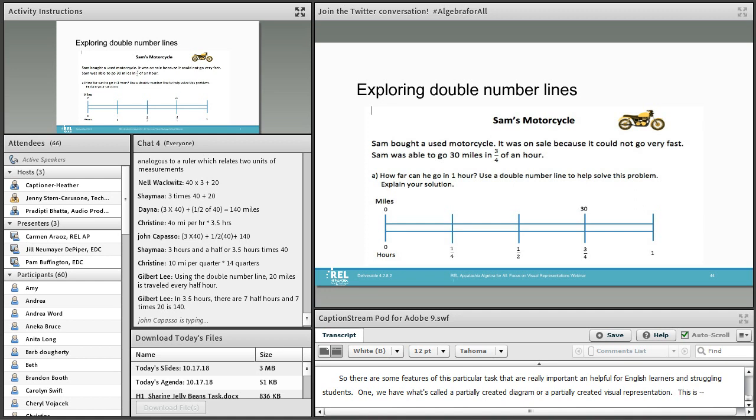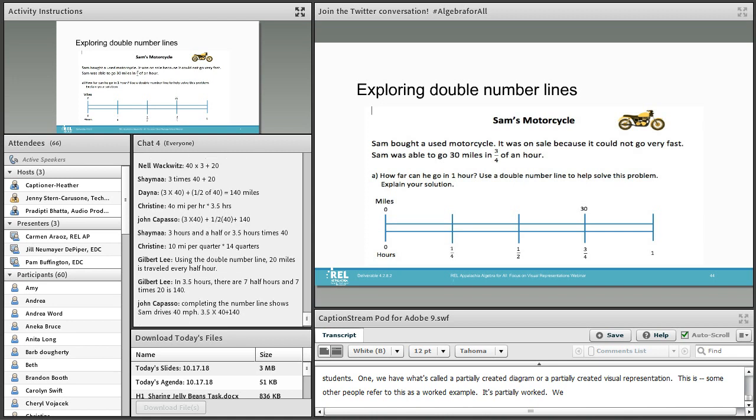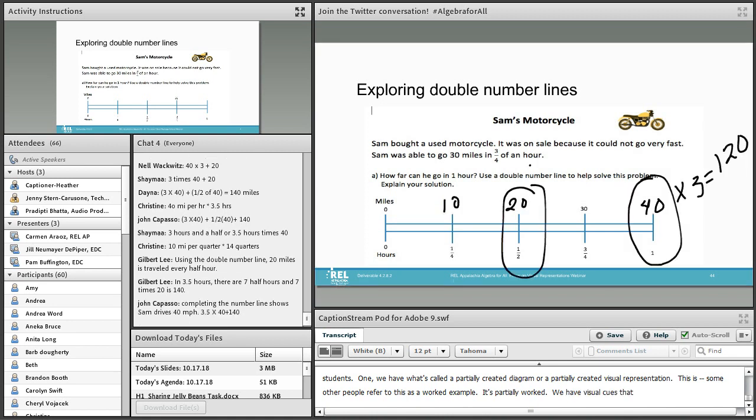Some other people refer to this as a worked example. It's partially worked. We have visual cues that reinforce how key aspects of this particular problem, like the 30 miles and the 3/4 of an hour, will translate to a double number line. You can see again those relationships that we talked about earlier, where if I multiplied something on either the top and the bottom here, there's a multiplicative relationship.